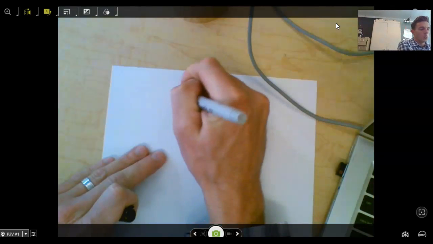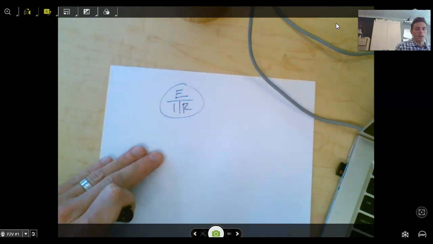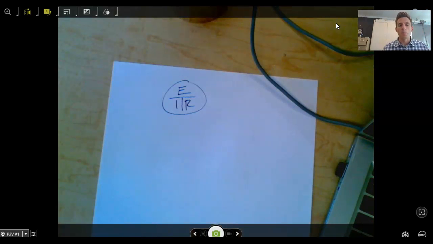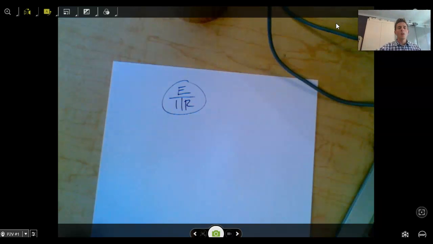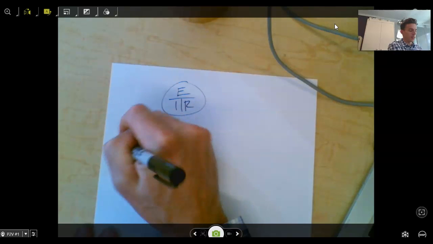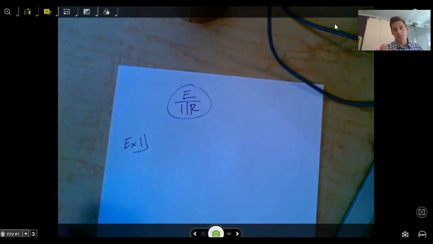Remember, we have E over I times R. And like I said, I always write that at the top of my Ohm's law stuff. So first of all, for example number one, which I have not included in the sheet this time, so hopefully we don't have that confusion anymore.